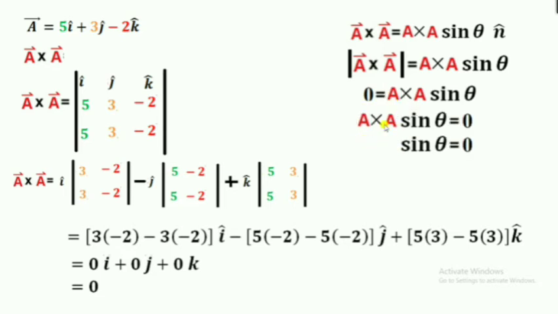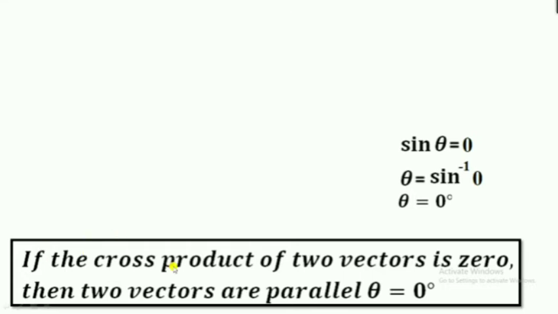So now if you take A to the denominator, you will get sine theta is equal to 0 and theta is equal to sine inverse 0. So theta is 0 degree. That means if the cross product of two vectors is 0, then the two vectors are parallel. Parallel means they are going along the same direction and the angle between them is 0.